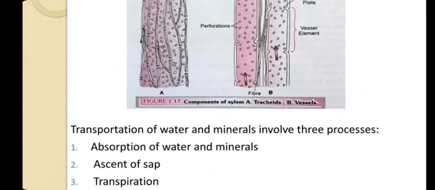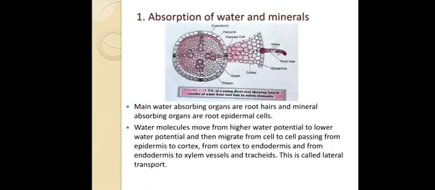Now, transportation of water and minerals involves three processes. First is absorption of water and minerals, second is ascent of sap, and third, the last, is transpiration. First we talk about absorption of water and minerals. How do roots absorb water? The main water absorbing organs are root hairs, and the mineral absorbing organs are root epidermal cells. So water is absorbed by the root hairs and minerals are absorbed by the epidermal cells.